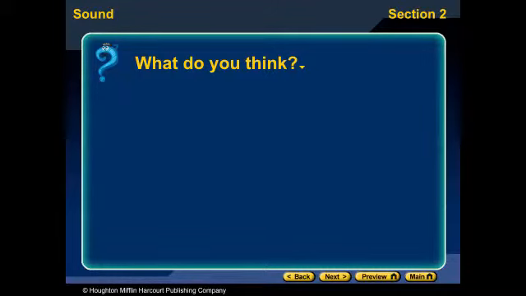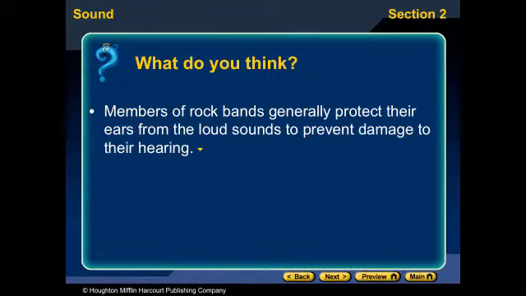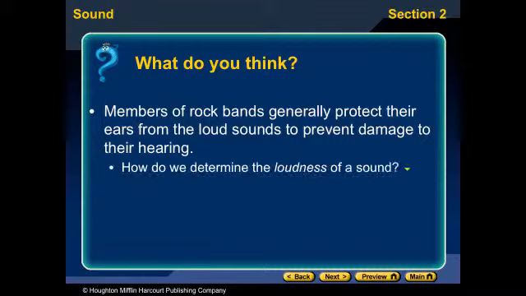Okay, section 2 is going to be on the intensity of sound, looking at the decibels and different ways of measuring how loud sound is. So here is your "what do you think" questions. The members of rock bands generally protect their ears from the loud sounds to prevent damage to their hearing.